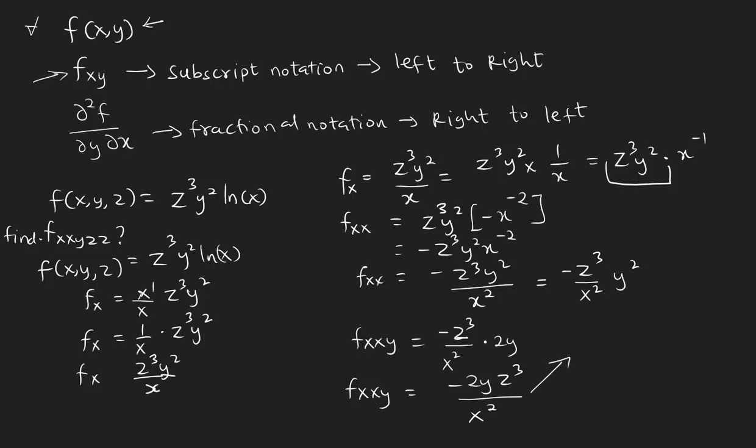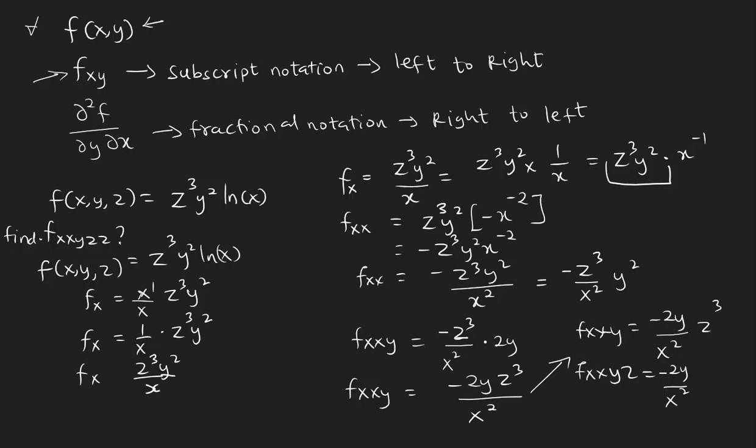So I'm going to write it as f_xxy equal to minus 2y divided by x squared multiplying z to the power 3, right? So let's differentiate this with respect to z. So that would be f_xxyz. I'll keep all this as a constant, so that will be minus 2y over x squared.